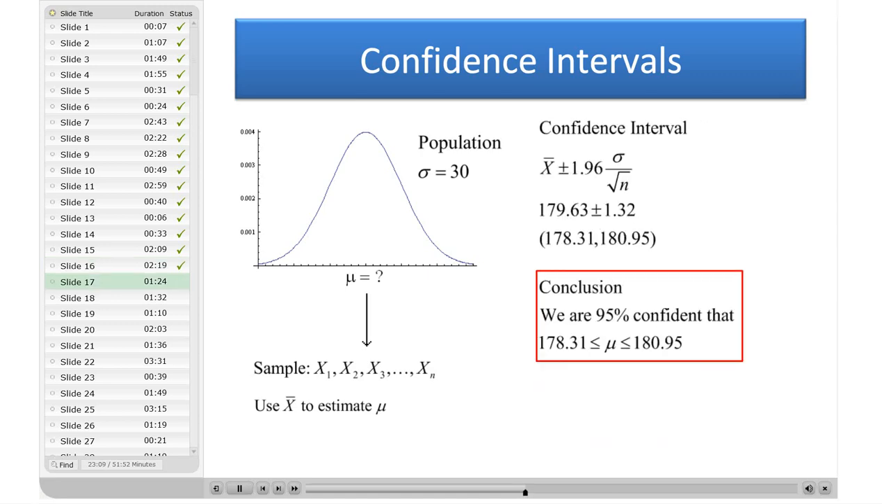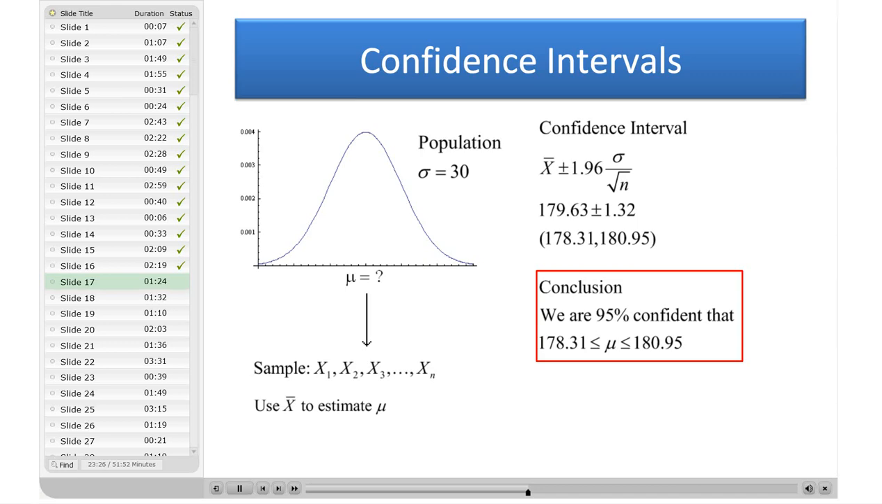Okay, let's go ahead and try to talk about what we've done from a practical perspective. We started off with a population of men's weights, and we did not know what the population mean was. We don't know what the average weight of the men in New York is. We do know that the population standard deviation is equal to 30, though.